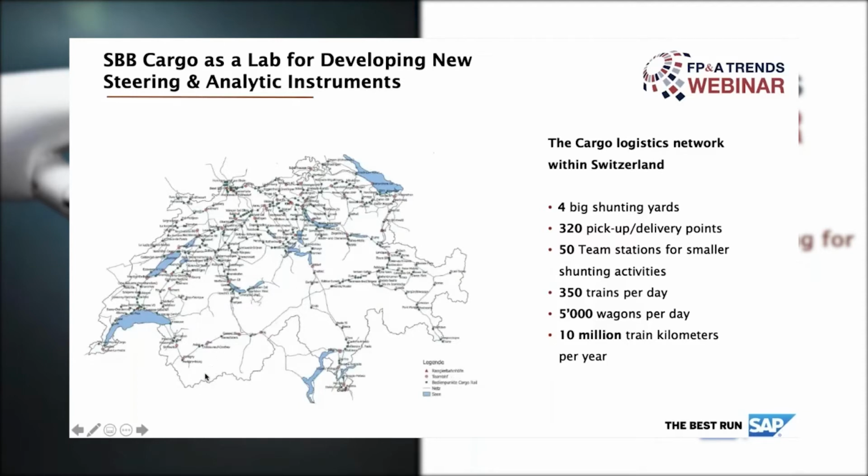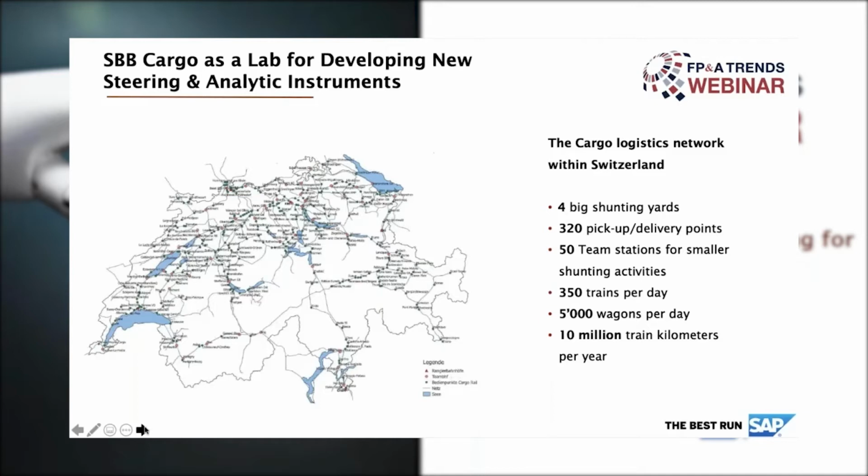Our logistics network in Switzerland is a perfect lab to implement all kinds of different analytics methods. So as you see, we have about 300 pickup and delivery stations. We have more than 300 trains, around 5,000 wagons per day. So the system is really complex. You cannot plan it by hand or by Excel. So in one form, you always have to use computer power to plan and to optimize such networks.